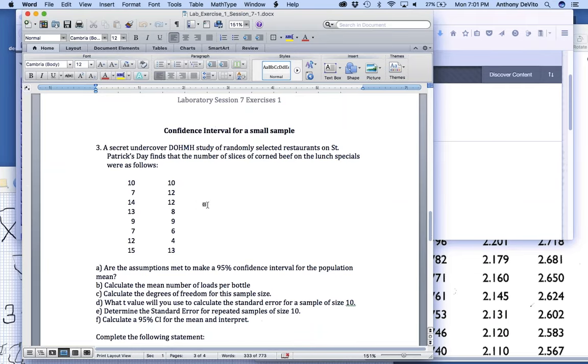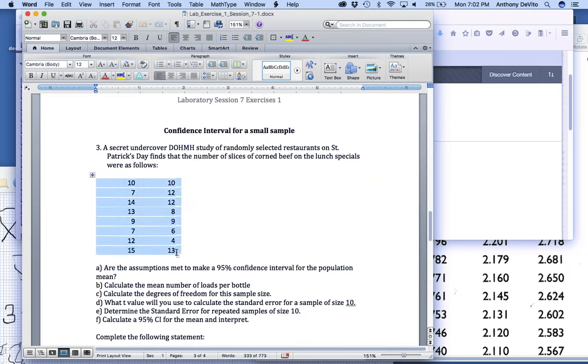But before we do that, I just want to take these 10 numbers that are here. Secret undercover Department of Health and Mental Hygiene study of randomly selected restaurants on St. Patrick's Day. Again, this must have been a spring semester example as opposed to the autumn one that I put together on the homework. Finds that the number of slices of corned beef and lunch specials on St. Patrick's Day were as follows.